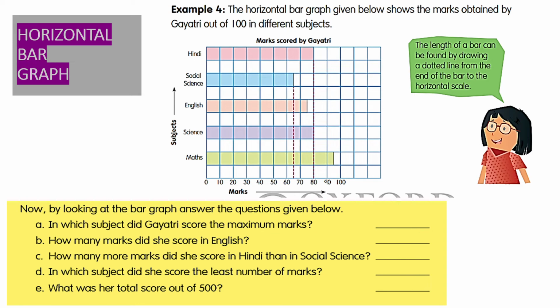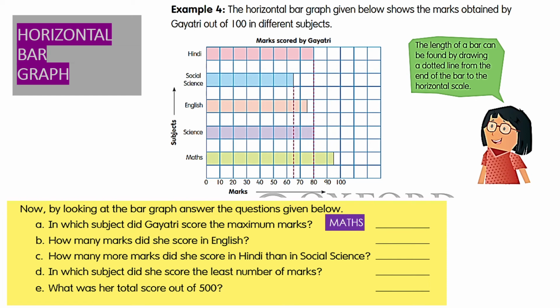The horizontal bar graph given below shows the marks obtained by Gayatri out of 100 in different subjects. As you can see, this is a horizontal bar graph. Now, by looking at the bar graph, answer the following questions. In which subject did Gayatri score maximum marks? In Hindi, Gayatri scored 80. In social science, she scored 65. In English, she scored 75. In science, she scored 80. And in maths, she scored 95. So she scored the highest marks in maths.